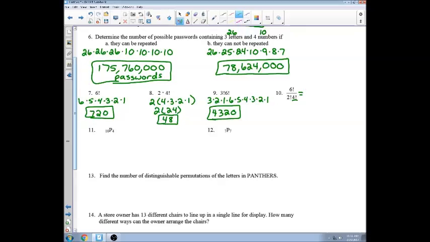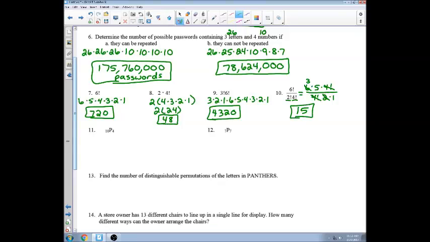Well, we know 4 factorial is 4 times 3 times 2 times 1. So I'll do 6 times 5 times 4 factorial over 4 factorial times, now I have to work with my 2 factorial, which is 2 times 1. The 4 factorial can go away. The 6 and the 2 can simplify into 3 for the 6. The 2 would go away. 3 times 5 would be 15. And I'm done with that problem.